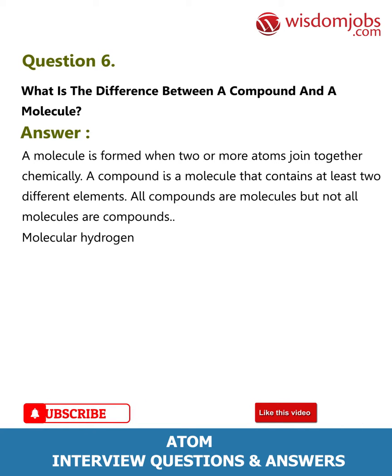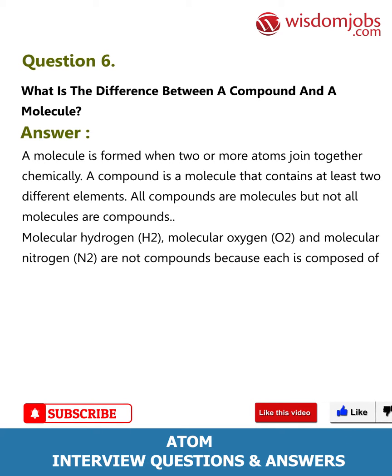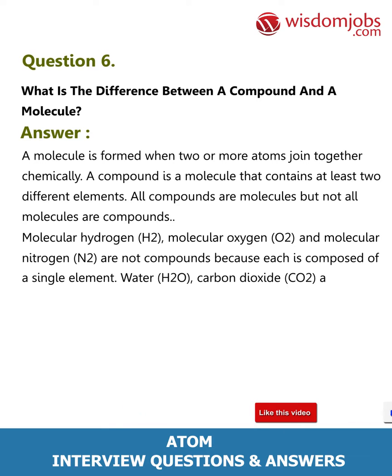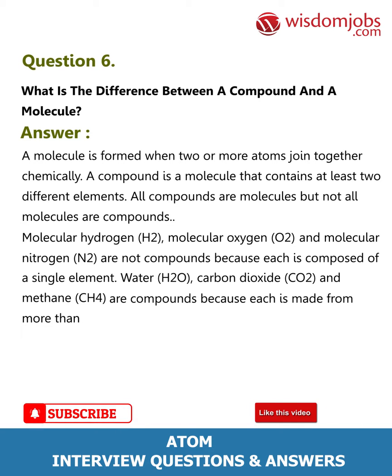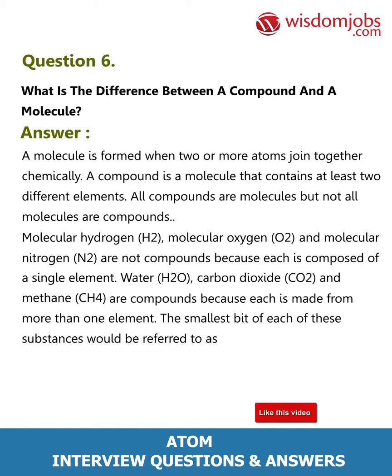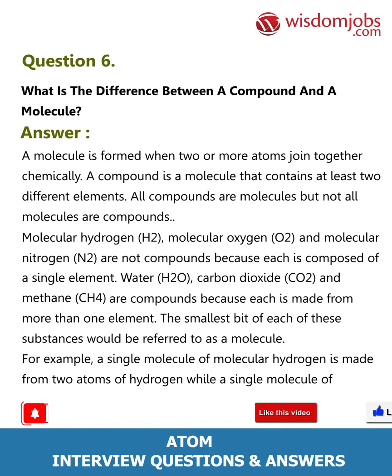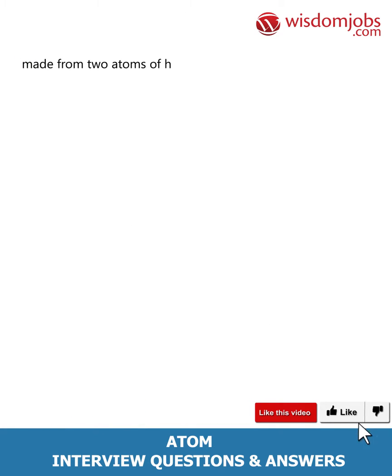Molecular hydrogen, H2, molecular oxygen, O2, and molecular nitrogen, N2, are not compounds because each is composed of a single element. Water, H2O, carbon dioxide, CO2, and methane, CH4, are compounds because each is made from more than one element. The smallest bit of each of these substances would be referred to as a molecule. For example, a single molecule of molecular hydrogen is made from two atoms of hydrogen, while a single molecule of water is made from two atoms of hydrogen and one atom of oxygen.